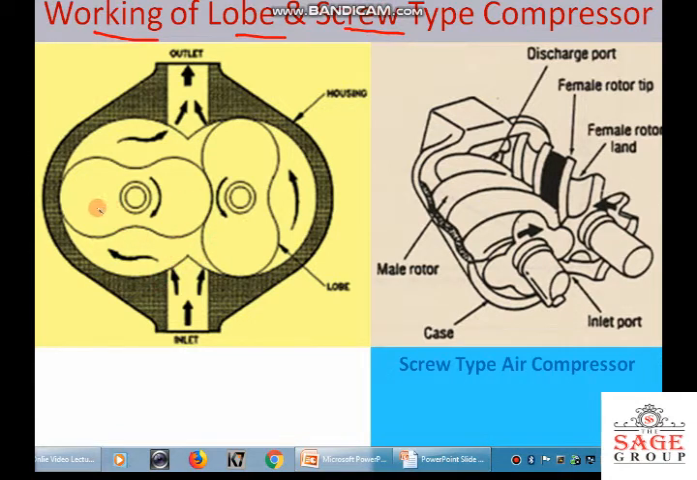You can see here there are two lobes and both are rotating in opposite directions. One is rotating in the clockwise direction, and the other is rotating in the anti-clockwise direction. One lobe is connected with the driver and the other is geared with the driver, so it is the driven. The profile of these two lobes is either involute or cycloidal. So there is no gap between these two surfaces, there is complete meshing, and the purpose of making such profiles is to seal the inlet section from the outlet section.